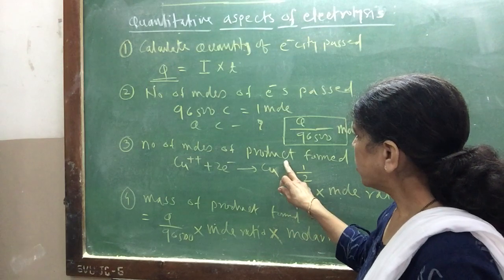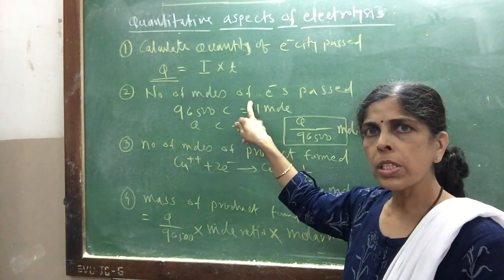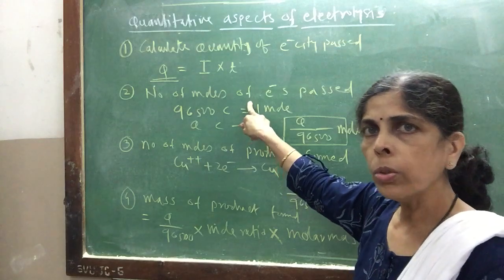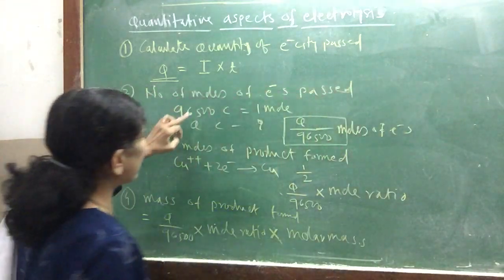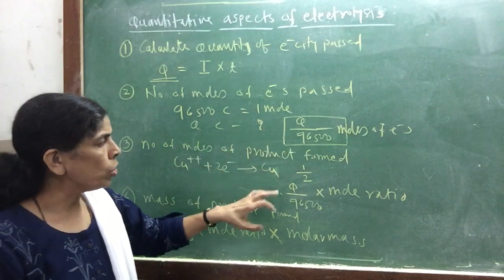So how are they obtained? The number of moles of products formed is equal to the number of moles of electrons passed into the mole ratio. The number of moles of electrons passed is Q upon 96500. And what is the mole ratio?